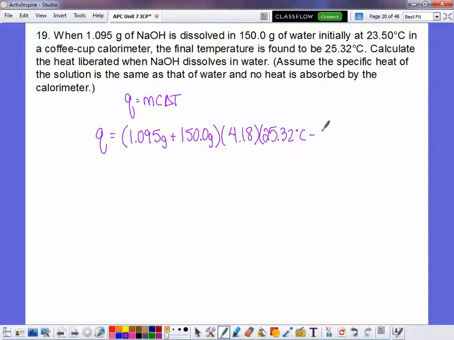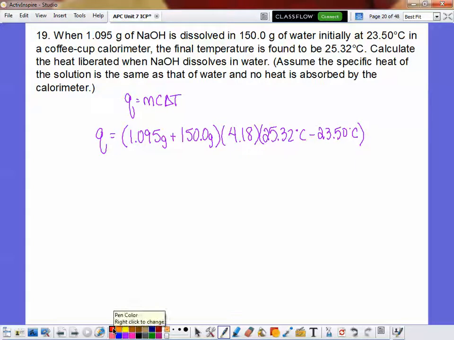And the initial was what? 23.50. Yep. So go ahead and do all of the math there. How many sig figs will we have? 4, 3. Where are you getting 3? 4.18. 4.18 is a constant, so we don't worry about its sig figs.